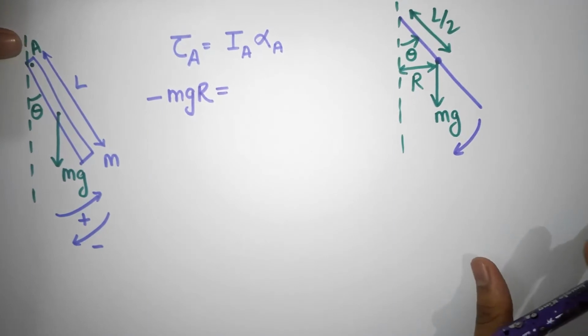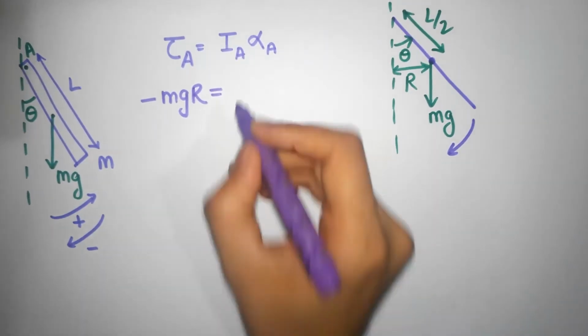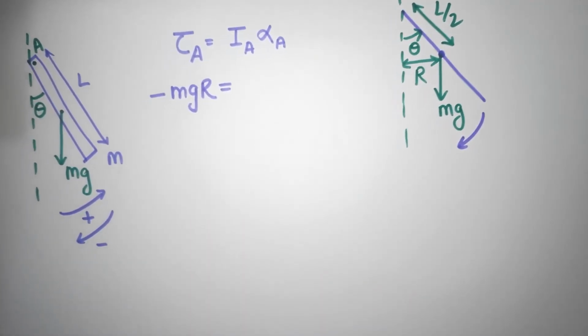Now we already know what the moment of inertia of the ruler with respect to the center of mass is. It's a standard formula, you should remember that. But we want it with respect to this point. So how do we do that? Well, we can use the parallel axis theorem.